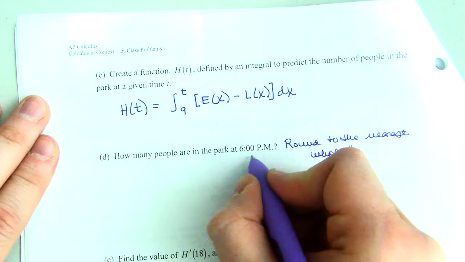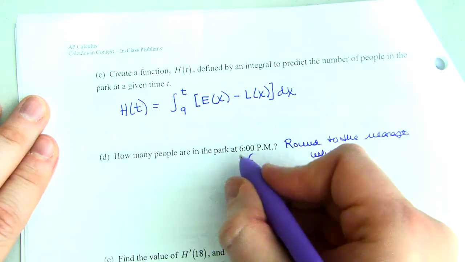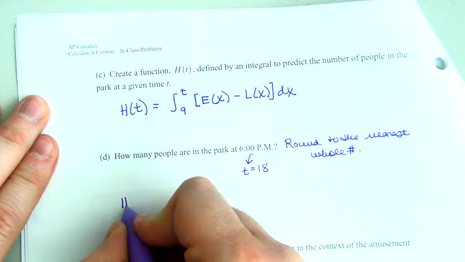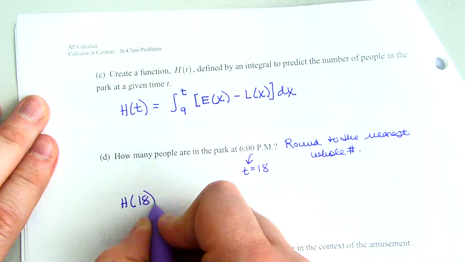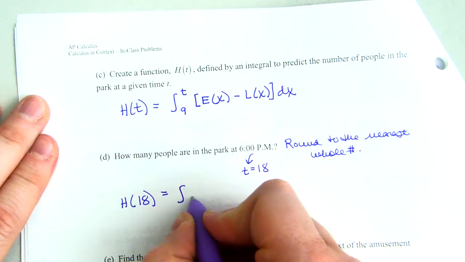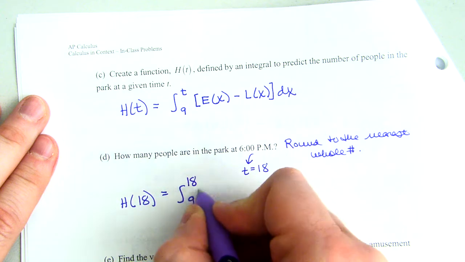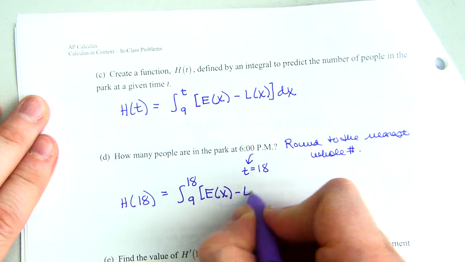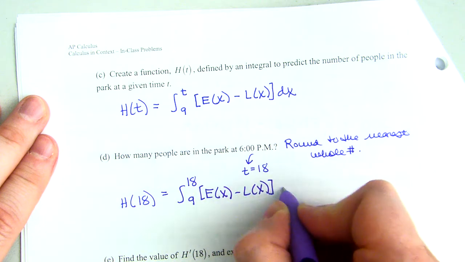Well, 6 p.m., how many hours after midnight? I think that's t equals 18. You want to find h of 18. That's why we created that function in the first place. I'm going to integrate from 9 to 18, e of t minus L of t, dt.